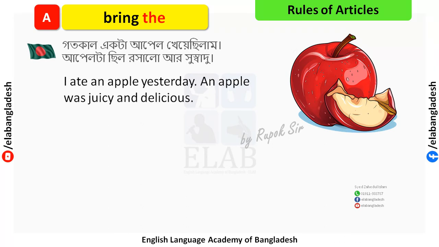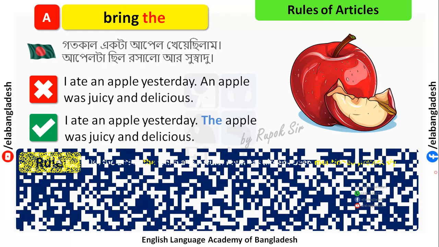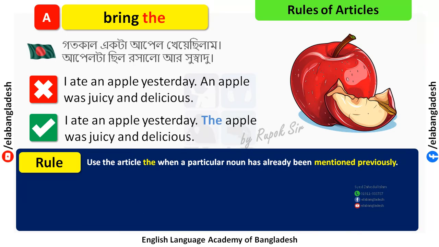I ate an apple yesterday. An apple was juicy and delicious. I ate an apple yesterday. The apple was juicy and delicious. Use the article the when a particular noun has already been mentioned previously.